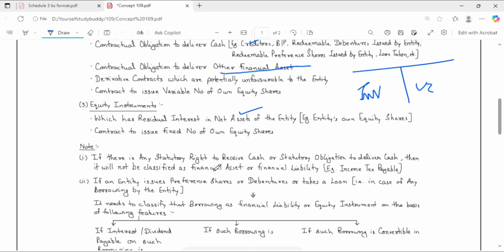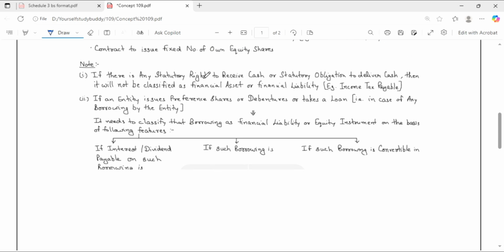Okay. So if there is any statutory right to receive cash or statutory obligation to deliver cash, that will not be classified as a financial asset or financial liability. Okay, so as per income tax or as per GST, if there is some refund or if there is any liability to be paid, that will not be considered as a financial asset or financial liability. We will not classify those statutory liabilities here.